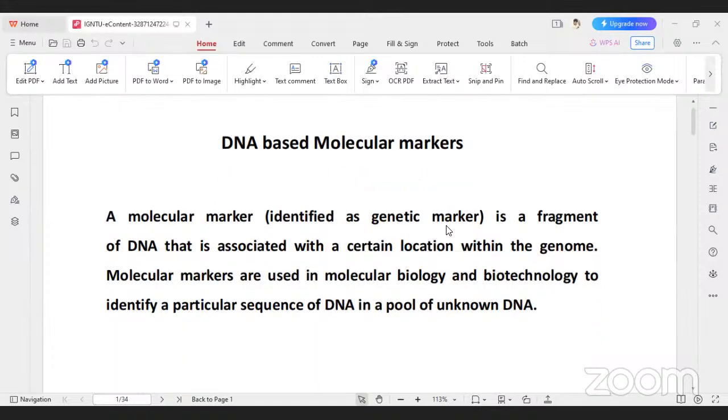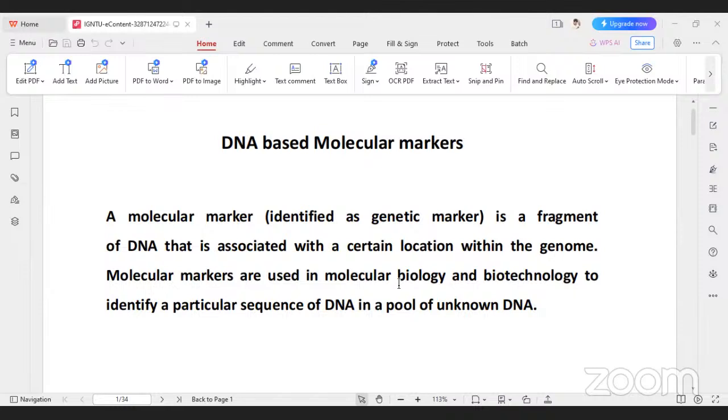Molecular markers. Today's topic is an important one. First of all, let's know about the definition of molecular markers. Actually, molecular markers are a short fragment of DNA that is associated with a certain location within the genome.